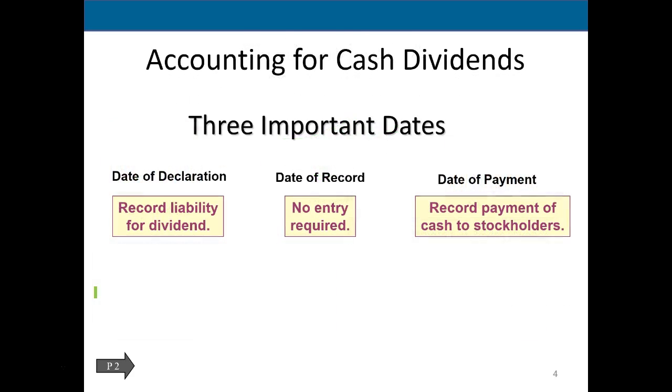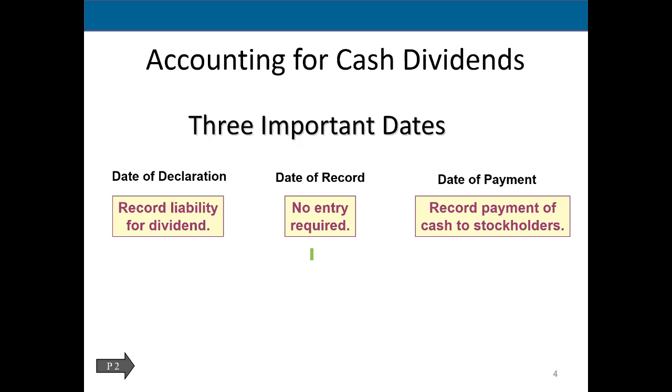So accounting for cash dividends, 3 important dates. We have the date of declaration, the date of record, and the date of payment. So declaring a dividend for a corporation is a bit longer of a process, of course. We're going to declare the dividend at one point, and that's when we're going to record the dividend that we owe to the stockholders. The date of record is going to be the date that whoever owns the shares on that date will then be the ones who get paid the dividend.